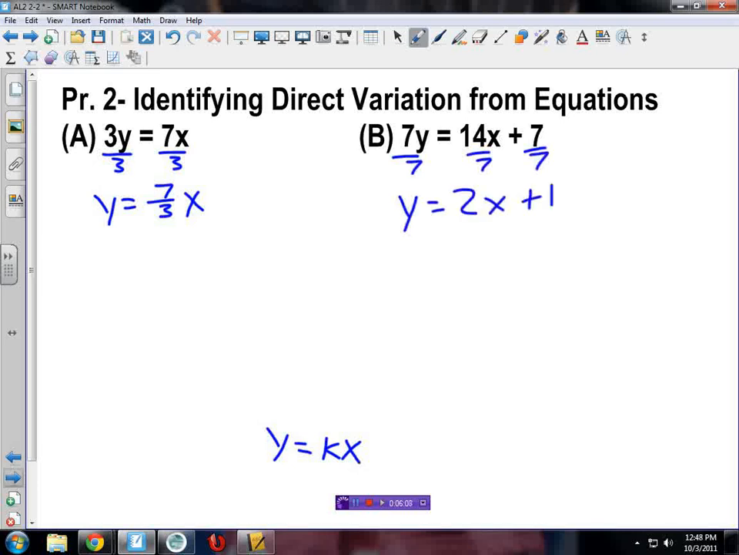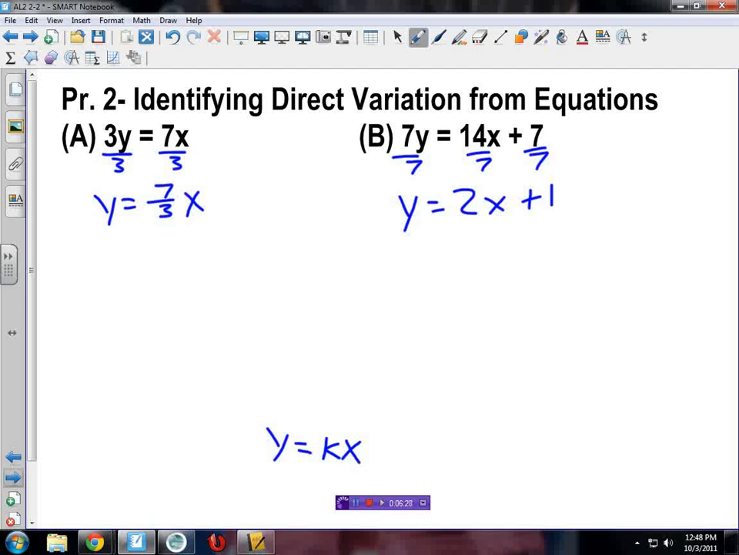Is that one direct variation? No. It's still an equation of a line, but remember, direct variation is a special type of line. Okay? So that one does not quite cut it. All right, any questions over these ones?